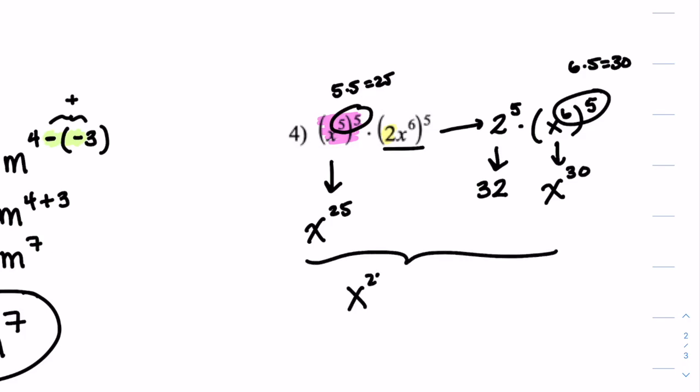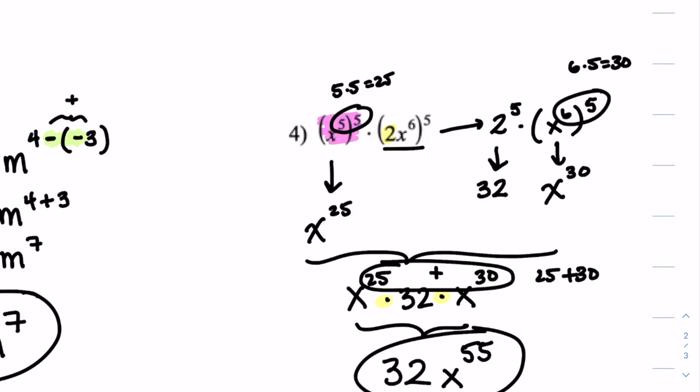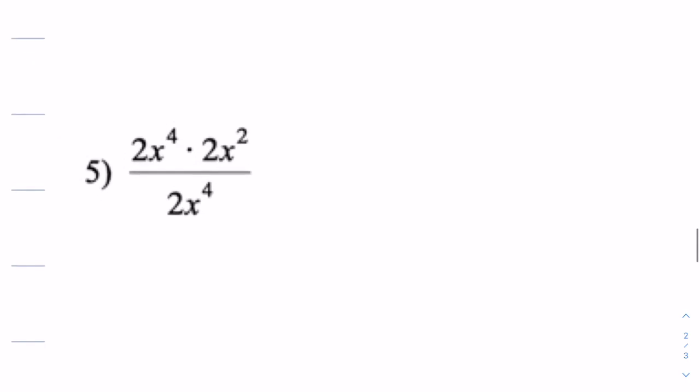So then this is where we're at. We have x to the 25 times 32 times x to the 30th. And then now you'll notice that we have a multiplication rule involved. So when multiplication's involved, what do we do to the powers? We add. So then our final answer would be 32x to the 25 plus 30, which is 55. So I'm hoping that you're just seeing how a lot of these powers get repeated.